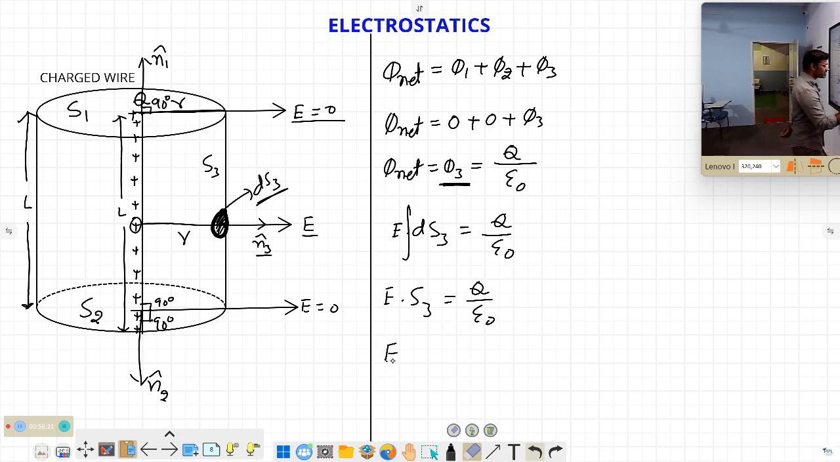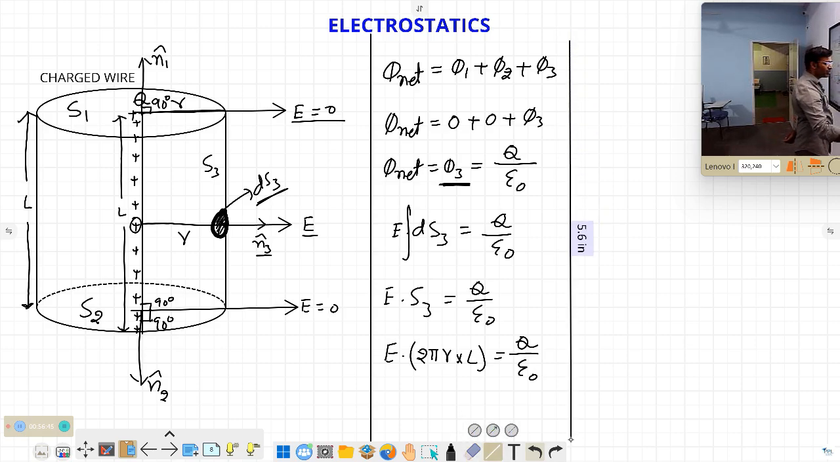So what is S3? The surface area of the Gaussian cylinder. It has radius small r, so the circumference of the cylinder is 2 pi r, into length of the cylinder L. This is the surface area of the cylinder, so E times 2 pi r L is equal to q by epsilon naught. Now if you apply the condition, the electric field E is equal to 1 by 2 pi epsilon naught r into q by L.